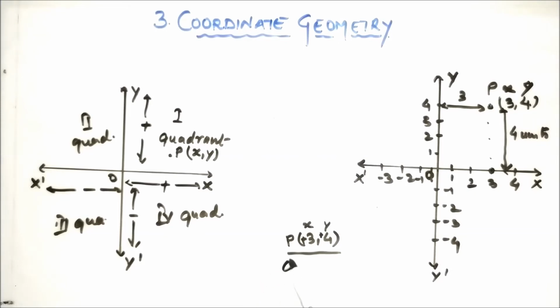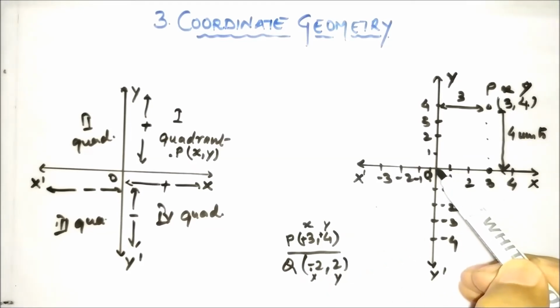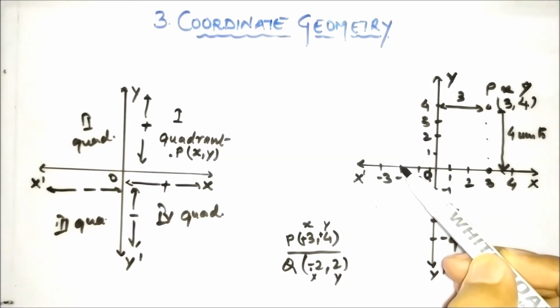Suppose let us take a point Q that is (-2, 2). So here x is -2 and y is 2. Since x is -2, we need to move in the negative direction. From 0 we will start, 1 and 2, in the negative direction of the x-axis. So we reached -2 here.